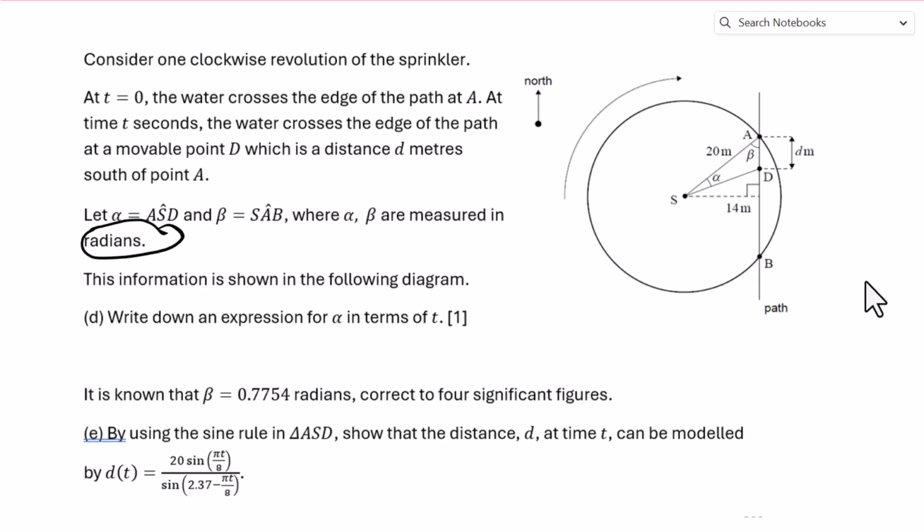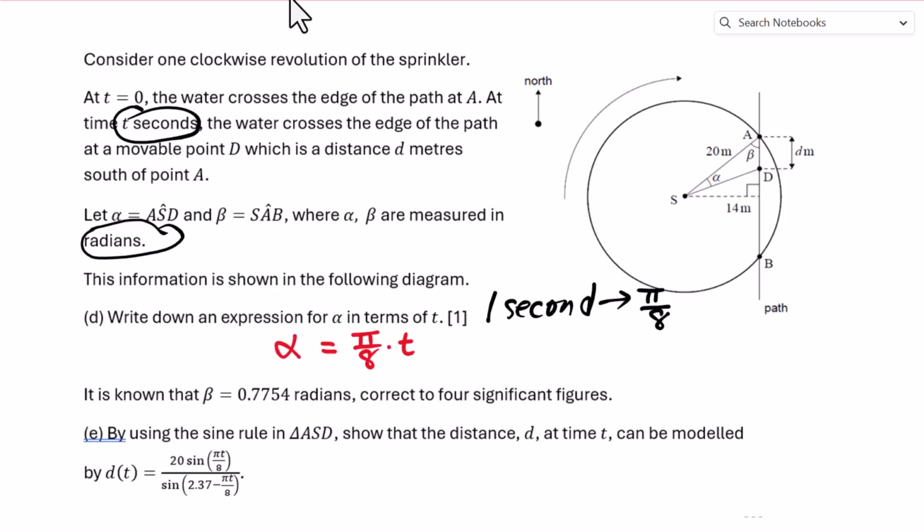The information is shown in the following diagram. Write down an expression for alpha in terms of t. Since in 1 second the central angle covered is pi over 8, alpha equals pi over 8 times t. It's known that beta equals 0.7754 radians, correct to 4 significant figures.